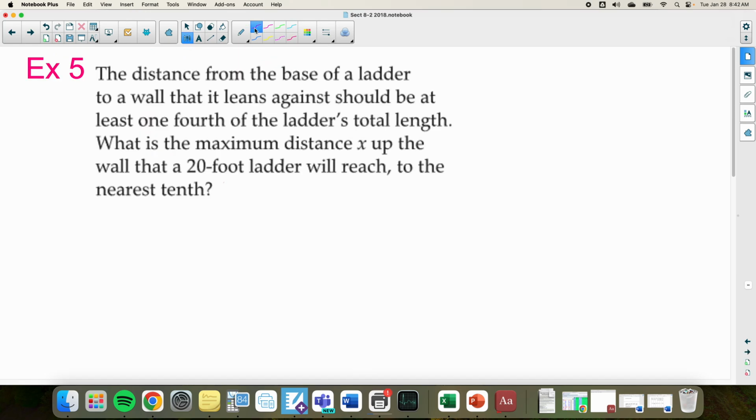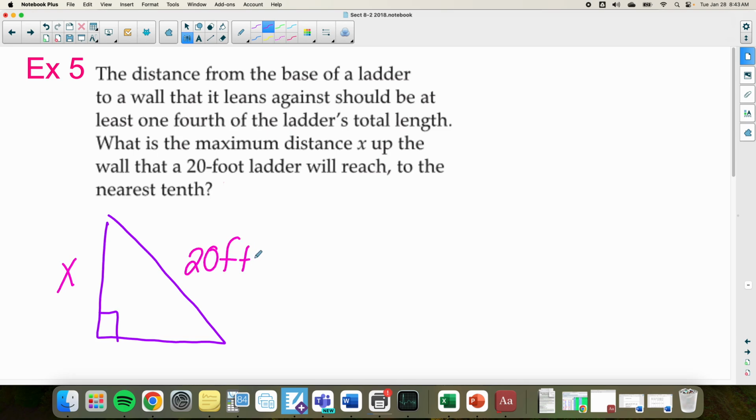And here again, we have a ladder problem. And it says the distance from the base of a ladder to a wall that it leans against should be at least 1/4 of the ladder's total length. What is the maximum distance x up the wall? So what we're looking for is what is the maximum distance you can place that ladder up the wall that a 20-foot ladder, which is always going to be your hypotenuse, would reach to the nearest tenth.